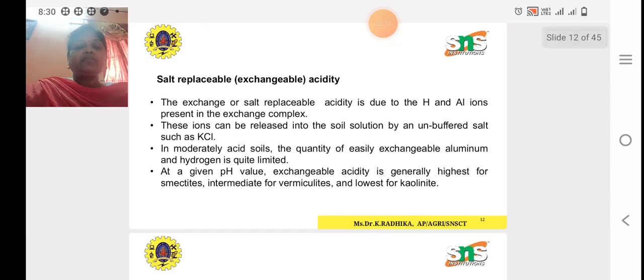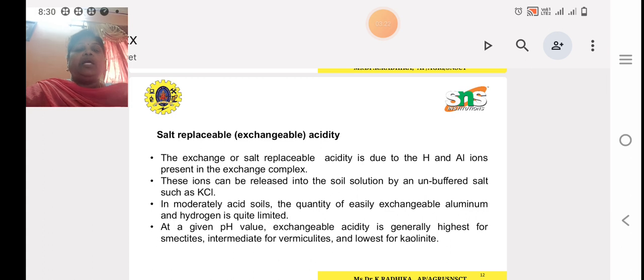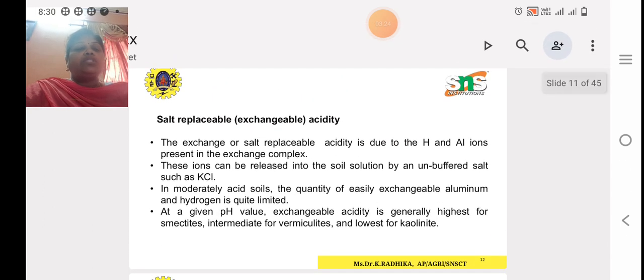Then let's see the salt exchangeable acidity. The exchangeable or salt replaceable acidity is also due to hydrogen and aluminum ions present in the exchangeable compounds. These ions can be replaced into solution by an unbuffered salt such as potassium chloride, otherwise called KCl. In moderately acid soil, the quantity of easily exchangeable aluminum and hydrogen is quite limited.